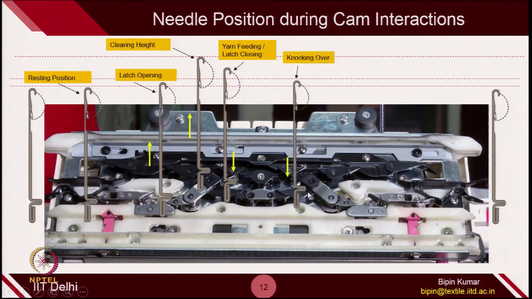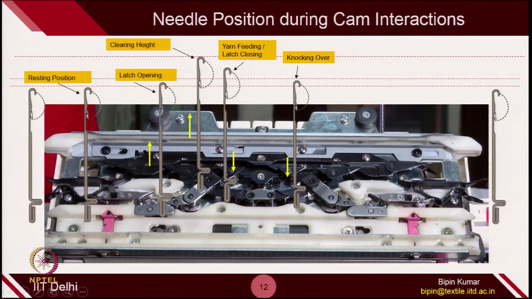Once it hits this metallic block and starts doing the downward motion, the old loop starts sliding on the top of the needle, which makes sure the latch closes, because at this moment the old loop is underneath the latch. Once the old loop slides with respect to the needle, it automatically closes the latch, and once the latch is closed completely and the old loop is near the head, it is actually released, or knocked, from the needle.